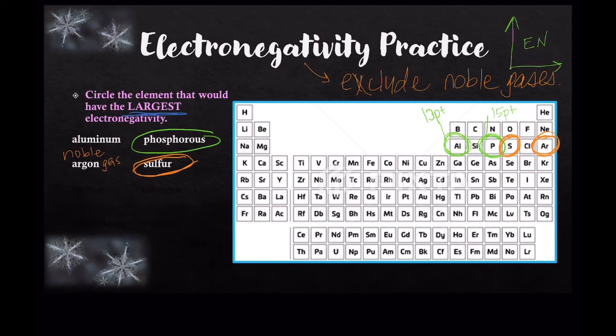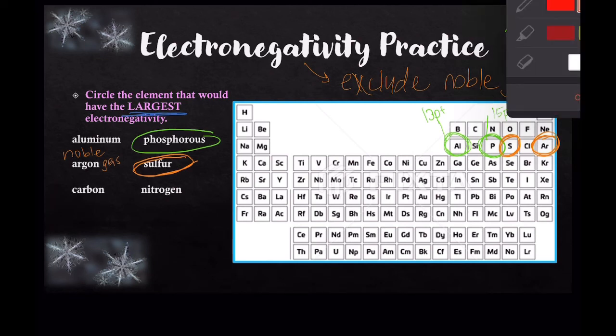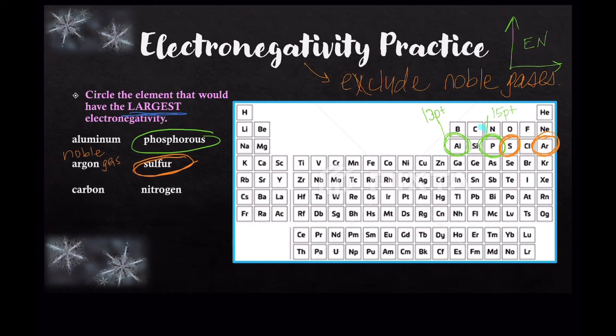Next, let's take a look at carbon and nitrogen. So carbon and nitrogen, I'm going to use a highlighter this time. Here's carbon and here's nitrogen. I highlighted them in blue here. So which one of those has the greater electronegativity? Carbon has 6 protons and nitrogen has 7 protons. So 7 protons, greater effective nuclear charge. Nitrogen's the answer.